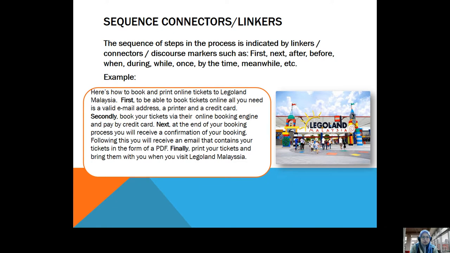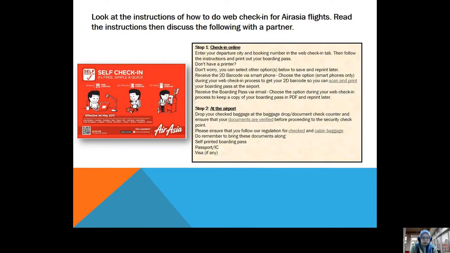For example, here's how to book and print online tickets to Legoland Malaysia. First, to be able to book tickets online, all you need is a valid email address, a printer and a credit card. Secondly, and so on. Next, finally. Now imagine if we don't have all these sequence connectors. Here's how to book and print online tickets to Legoland Malaysia. To be able to book online tickets, all you need is a valid email address. Do you know that this is a step? Or maybe it is only information? Just a reminder, it's important to put sequence connectors. The same goes for your instructions later when you do your assignment. Don't forget to put sequence connectors.